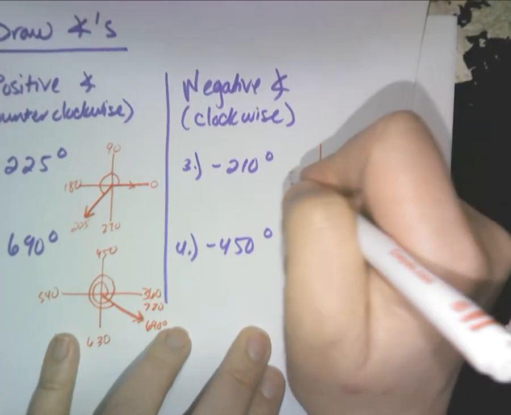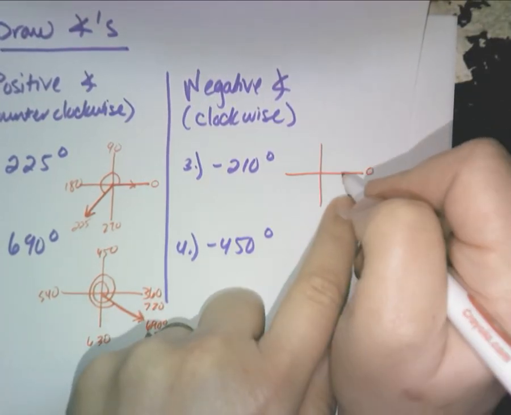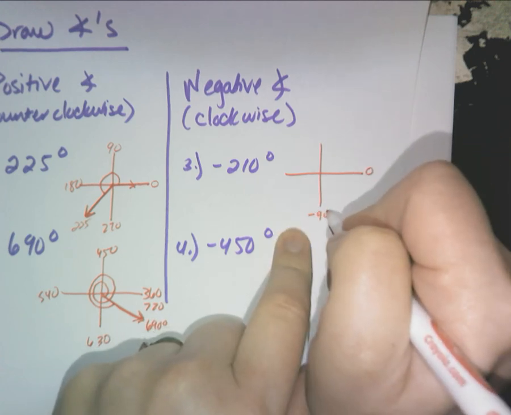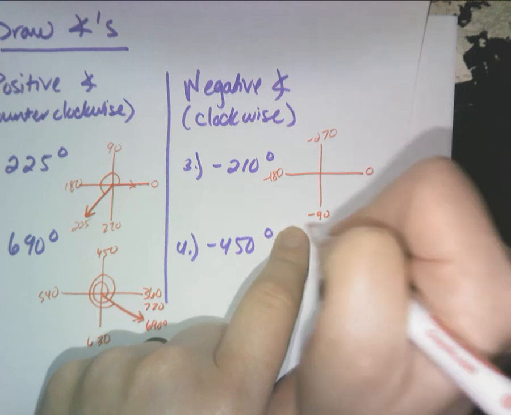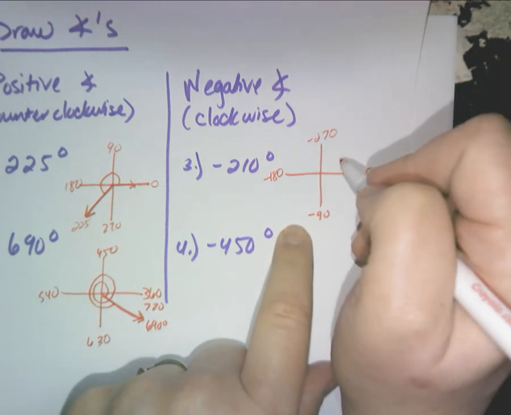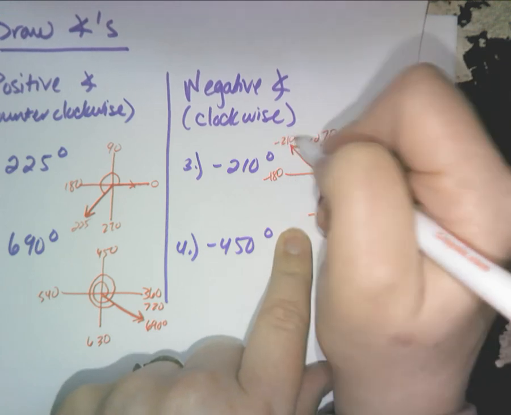Negative 210. So here's the difference with negative. So this is 0. Negative goes clockwise, so it goes this way. So this would be negative 90, negative 180, negative 270, et cetera. So where would negative 210 go? Quadrant 2. Negative 210 would be somewhere right there.